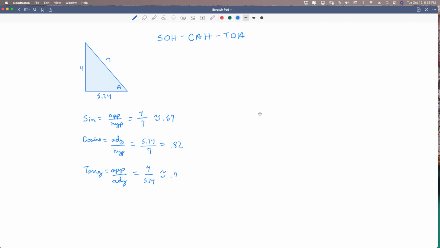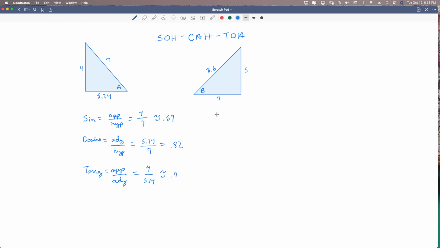So now we're going to look at finding the SOHCAHTOA, the sine, cosine, and tangent of another triangle. So let me put that in. So here's another right triangle. And let me put in our dimensions here. This is the angle B that we're talking about, 8.6. This is 5, and this is 7.